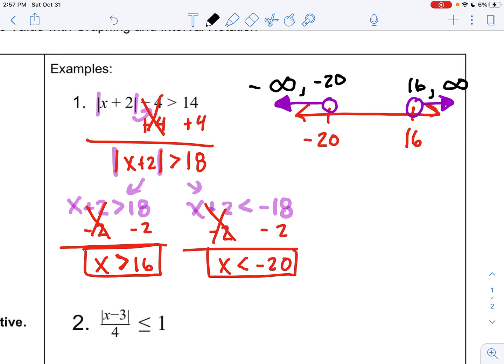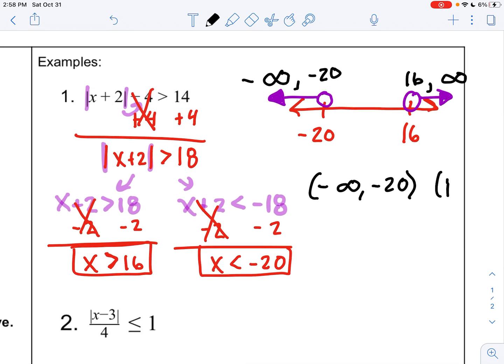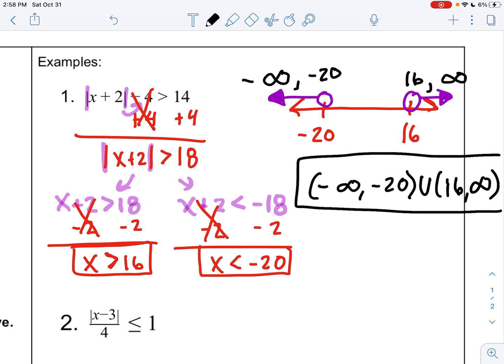That was easy. So I'm going to write them both down here: negative infinity, comma, negative 20. Remember, infinity and negative infinity always get a parenthesis. And since this is an open circle right here and right here, both of the numbers are also going to get a parenthesis. So 16, comma, infinity. What you put in between is that U sign. That just means or. So that means it can go from negative infinity to negative 20 or from 16 to infinity.